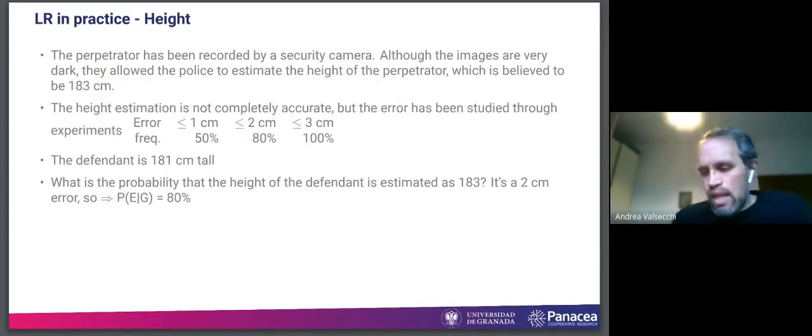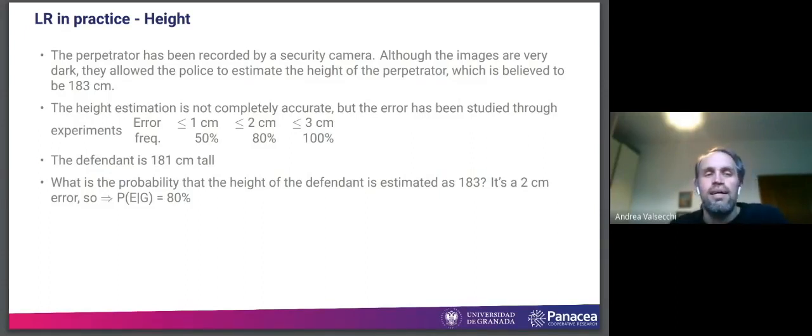Okay, so in the previous example, we didn't have any possibility of uncertainty or error regarding the test. So I created another example, which is a little more complex. Let's say that the perpetrator has been recorded by a security camera. The image is very dark. You only see a shadow for a brief moment, but this allowed the police to estimate the height of the perpetrator, which has been determined to be 183 centimeters.